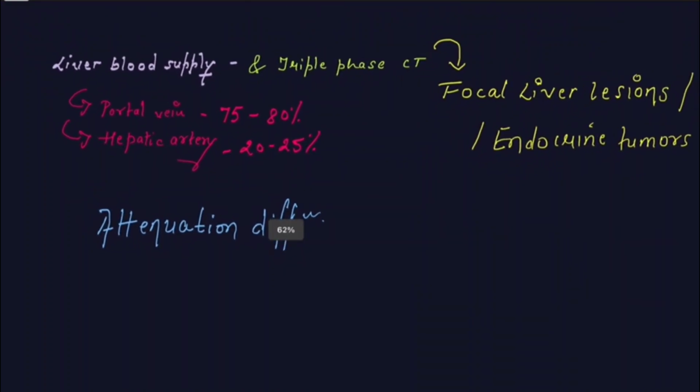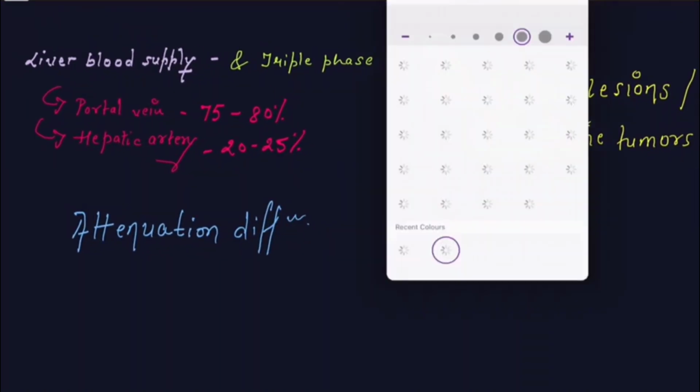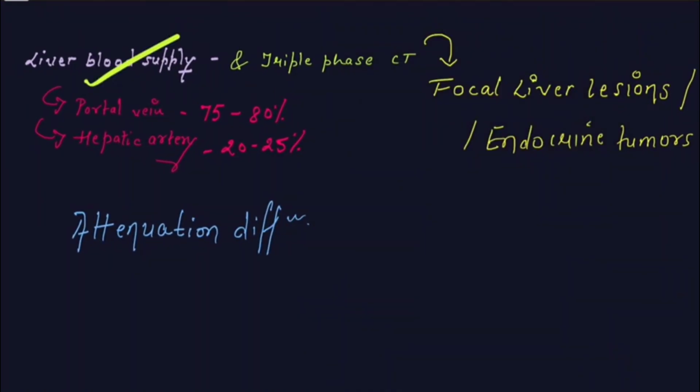Okay, so basically, the liver has dual blood supply, and we are talking about the oxygenated blood supply. The dual blood supply is actually via the portal vein and the hepatic artery. The portal vein is the main blood supply that accounts for approximately 75 to 80% of the blood supply, and the hepatic artery supplies about 20 to 25%.